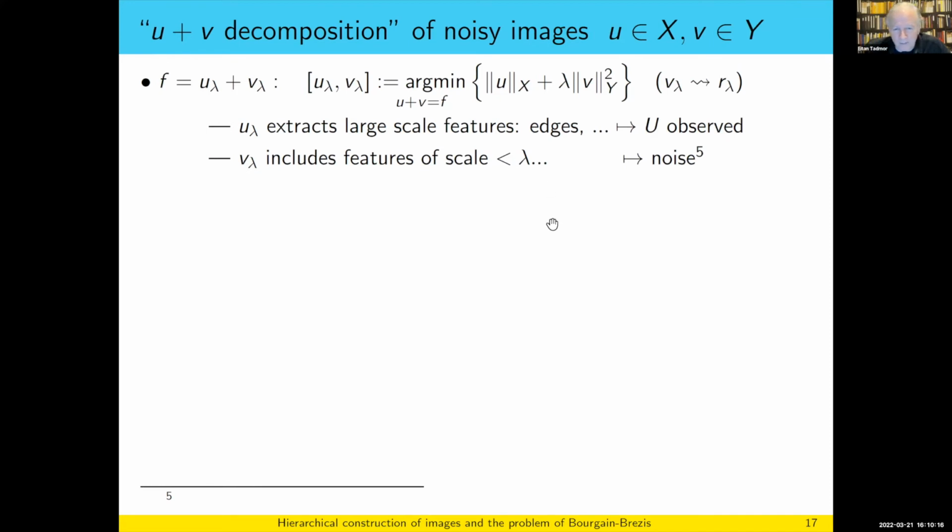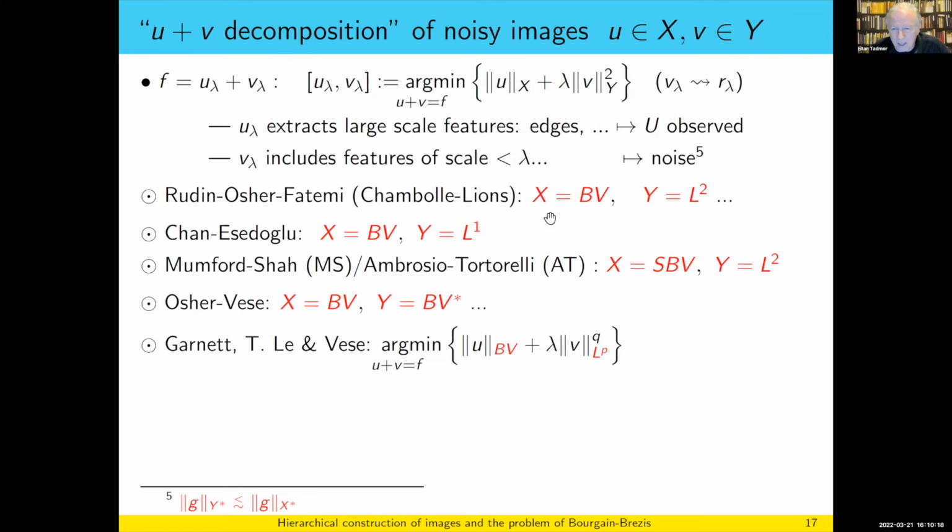I will not cover everything in image processing. Let me just mention here, if you take BV and L2, this is the ROF. If you take BV and L1, it's another kind of decomposition. If you take the subspace of BV, this corresponds to Mumford-Shah, to Osher-Vese, and so forth and so on. So there are many pairs. For each pair, we can have this kind of hierarchical decomposition.